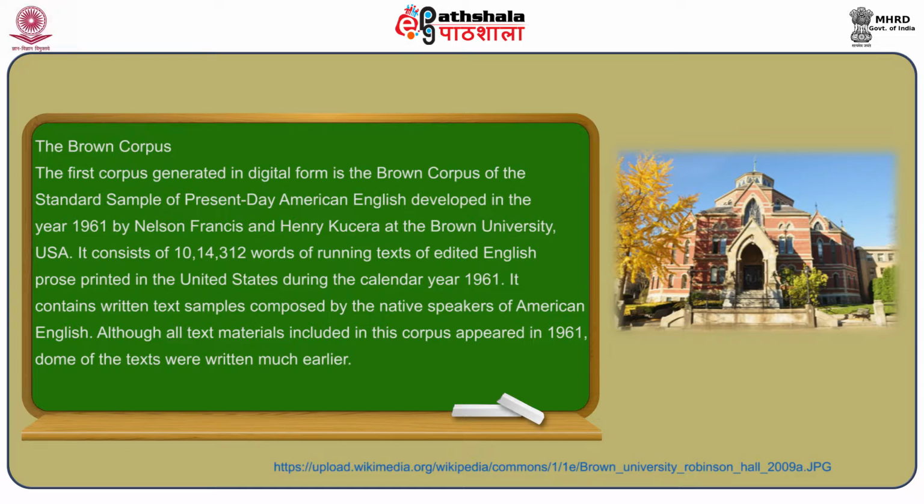It contains written text samples composed by native speakers of American English. Although all the text materials included in this corpus first appeared in print in 1961, some of the texts were undoubtedly written much earlier. No text known to be a second edition or reprint of an earlier text is included in this corpus. The composition of the Brown corpus is something like this.